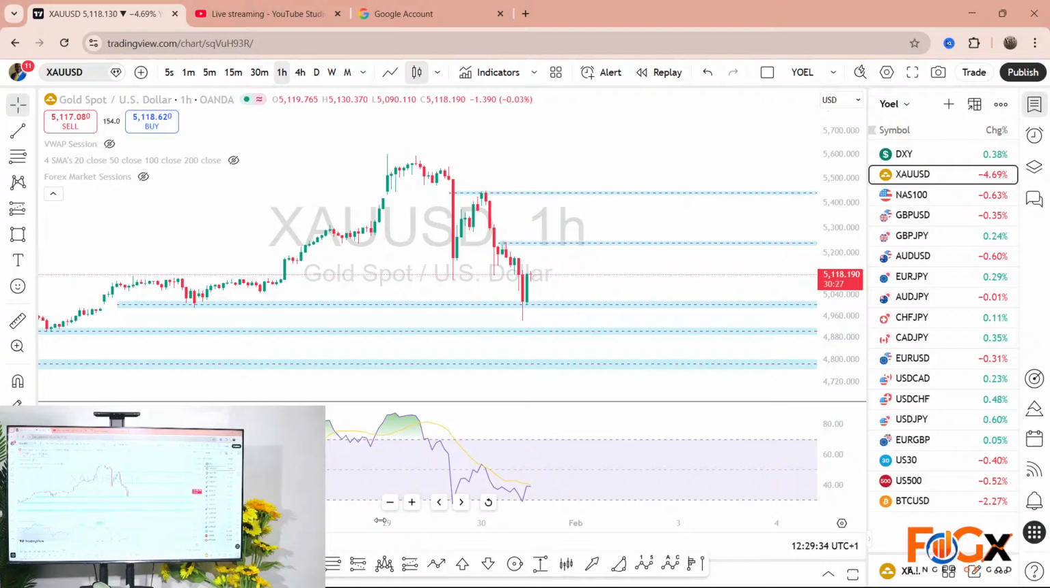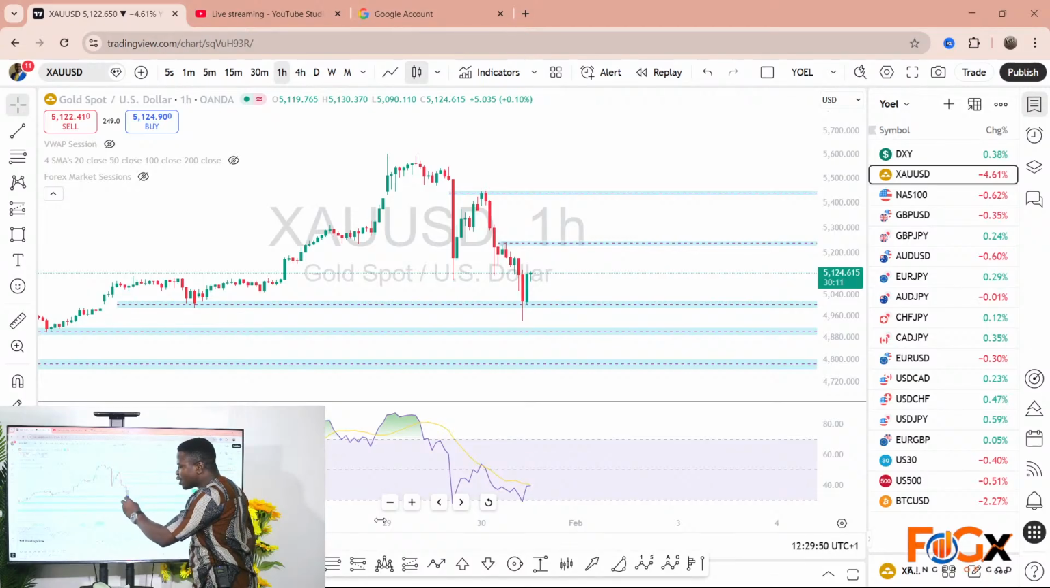Those who are trading 1 hour might likely pick their buy from here because of this green candlestick. That green candlestick has overshadowed the previous red candlestick. They call this candlestick pattern Marubozu.